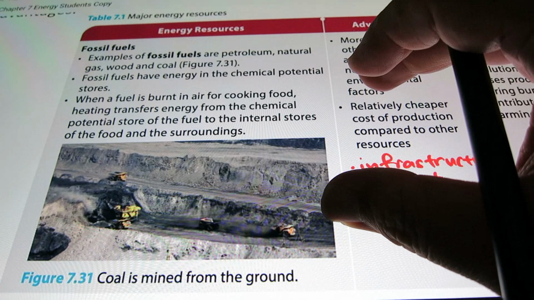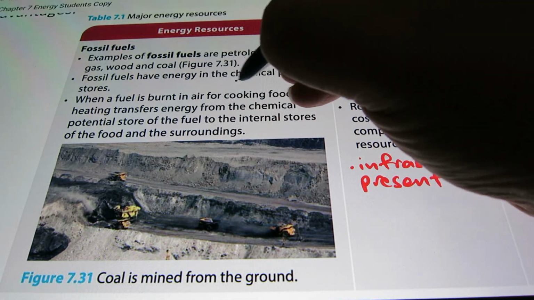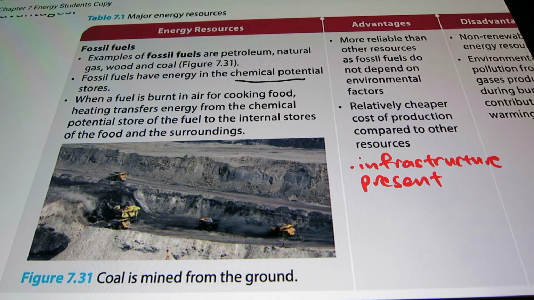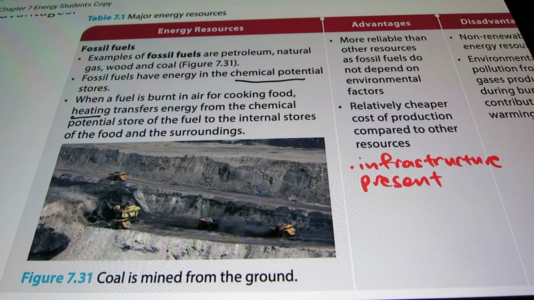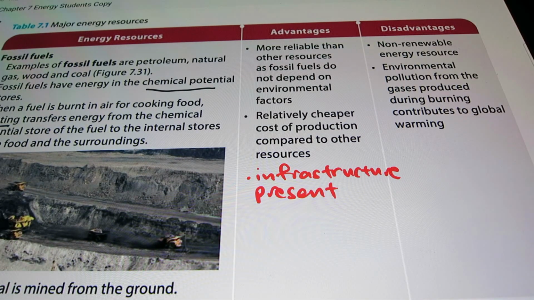Alright, so because they are forms of chemical potential stores, when we burn them, the heating, remember, because of temperature difference, allows them to transfer this energy from their store to other different forms, which we then convert to electrical energy. Now, what are the advantages of using fossil fuel?